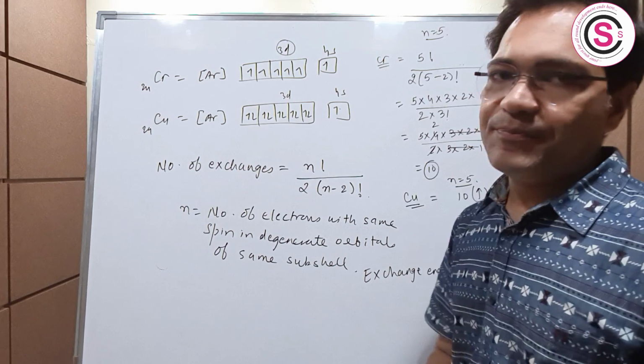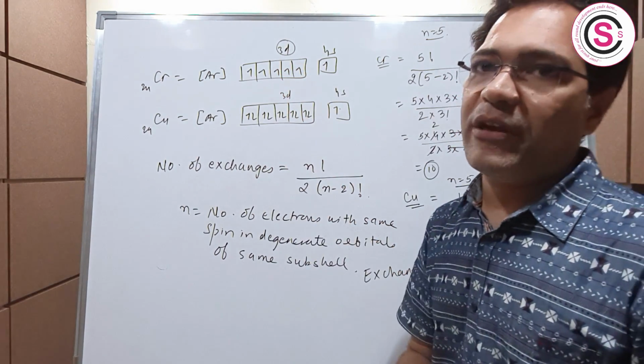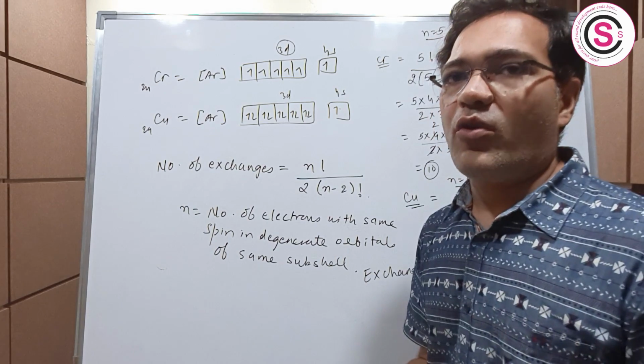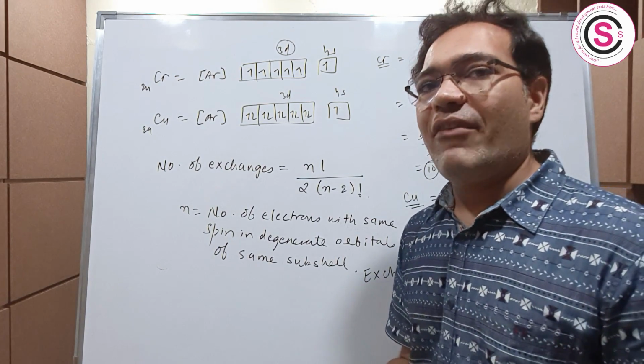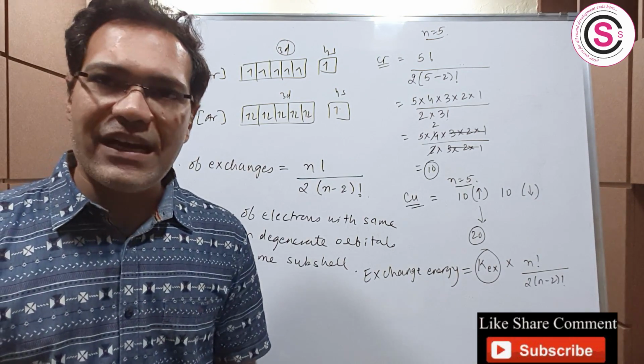So this is how we explain the stability of half filled and completely filled orbitals, because of which your chromium and copper will have an exceptional electronic configuration. Hope you have understood the concept very nicely.